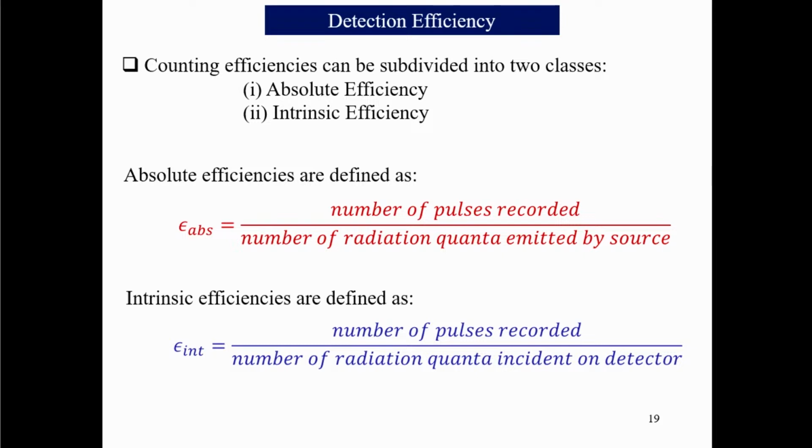The other is the intrinsic efficiency, which is defined as the number of pulses recorded divided by the number of radiation quanta incident on the detector. So, it is a more fundamental property of the detector. Forget about the balls thrown in all directions: let us say 10 balls actually come in contact with the detector, but only 5 are detected, then the intrinsic efficiency is 50%.